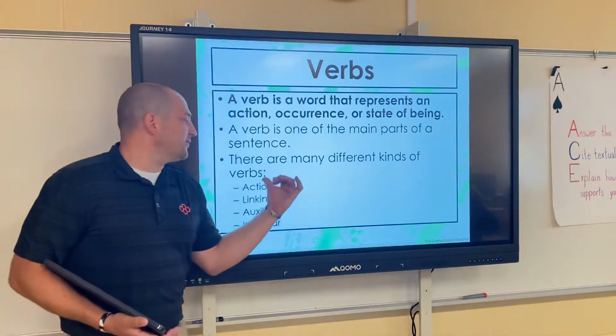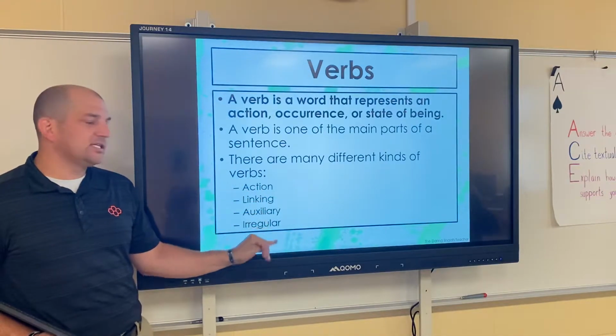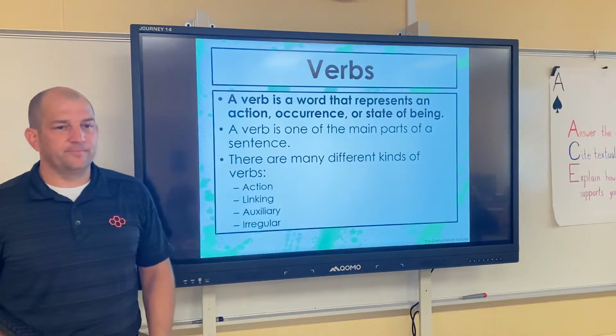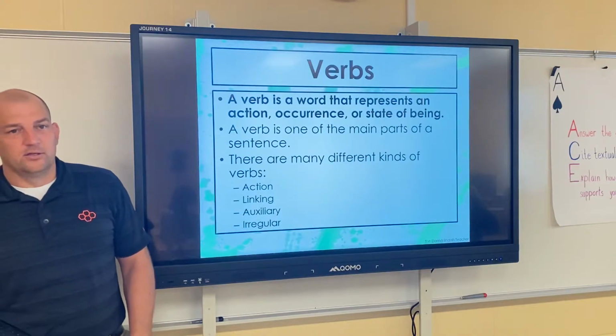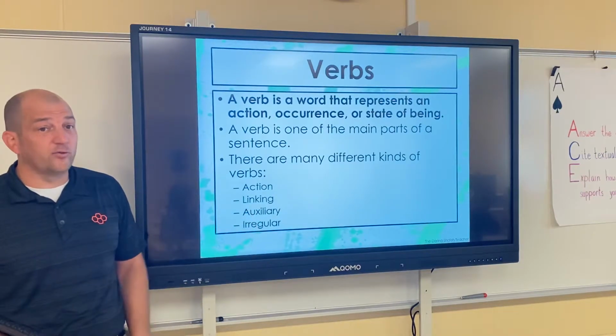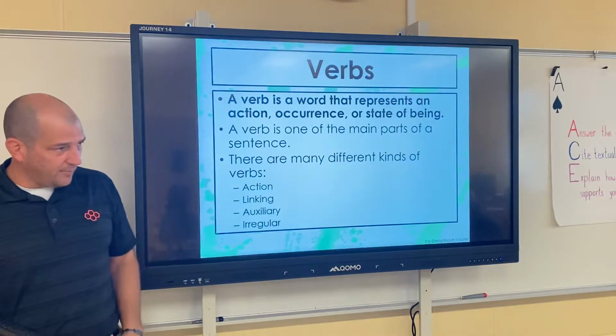There are many kinds of verbs. We're going over these four: action, linking, auxiliary, and irregular. Write these down. Did you write these down? These four right here. Write those four down. Come on, you got it. You're doing well. Keep it up.